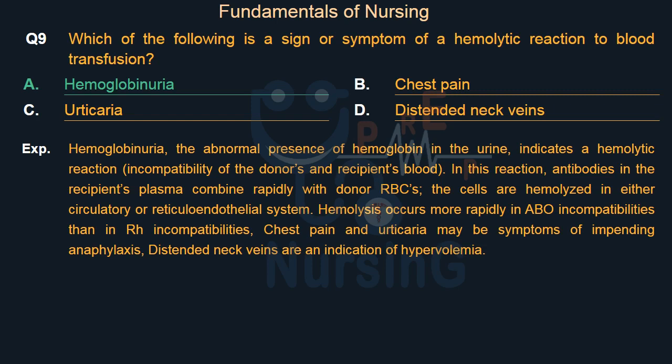In this reaction, antibodies in the recipient's plasma combine rapidly with donor RBCs. The cells are hemolyzed in either circulatory or reticuloendothelial system. Hemolysis occurs more rapidly in ABO incompatibilities than in RH incompatibilities. Chest pain and urticaria may be symptoms of impending anaphylaxis. Distended neck veins are an indication of hypervolemia.